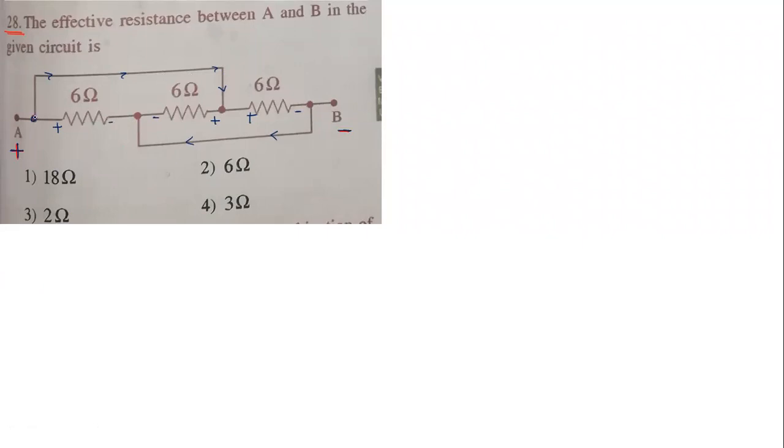Now I'm going to take, for the A point, how many points are connected? Let's say first resistor, second resistor, third resistor. All 3 resistors' positive ends are connected. Right? Okay, let's say now I'm going to write the positive ends. All 3 resistors' positive ends I'm going to connect to point A.